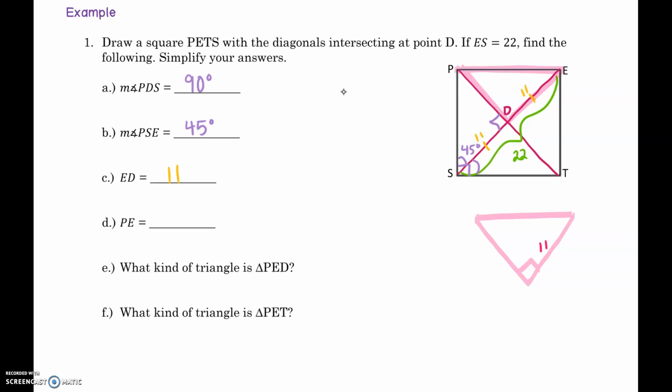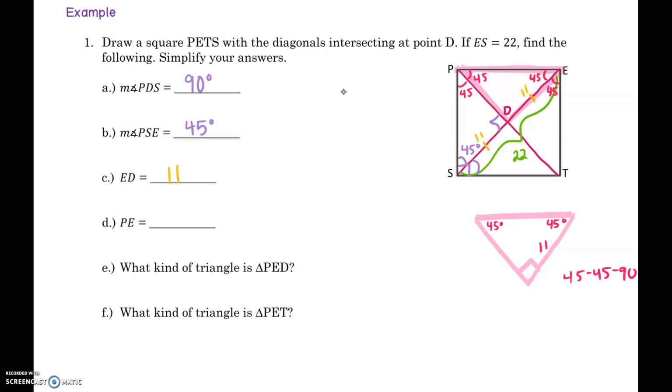In addition, we know that both of these angles here measure 45 degrees because the diagonal bisects the 90-degree angle. So we do have two 45-degree angles, which means we're going to have a 45-45-90 right triangle. We also know that the diagonals are congruent.